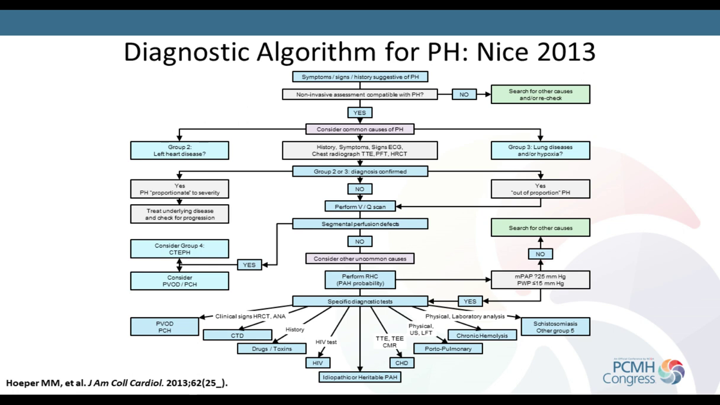This is the diagnostic algorithm for working up a patient with pulmonary hypertension. And we'll go through that. It's actually not as complicated, and I'll talk about very basic principles. So the first thing is we need to suspect pulmonary hypertension before we can diagnose it.